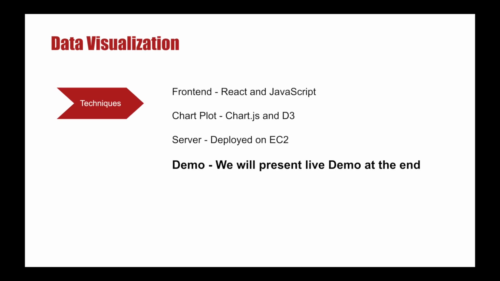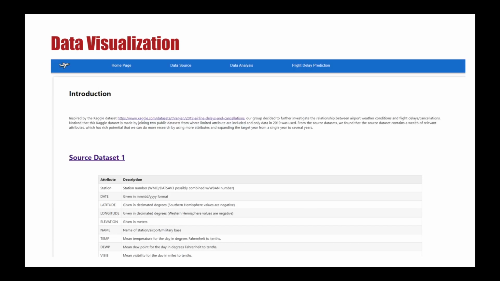So for the data visualization, to make our dataset analysis more accessible and understandable, we transform our charts and models into web pages and deploy them on EC2 for viewing and user interaction. And we will present our live demo at the end of the presentation. On the front end, we use React and JavaScript for the basic framework and incorporated Chart.js and D3 for constructing interactive charts. In our first data source page, we record our inspiration and 2 raw data sources we used.